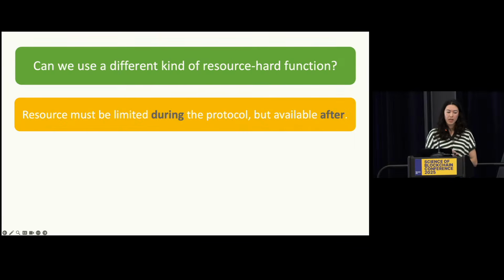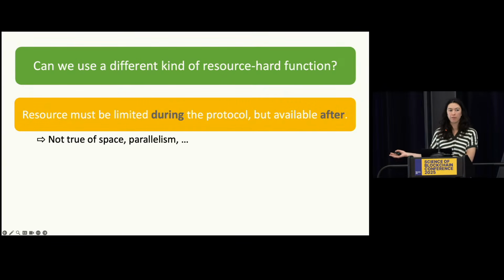But the problem is that whatever resource we use needs to be limited during the protocol, so Bob can't do this biasing attack, but then it needs to become available after the protocol so everyone can actually obtain the output. And this is natural only for time, right? There's no natural way that you would be space-bounded during the protocol but magically get more space after. Whereas for time, you can have a limited duration protocol, but then everyone does get more time after if they're simply willing to wait long enough.